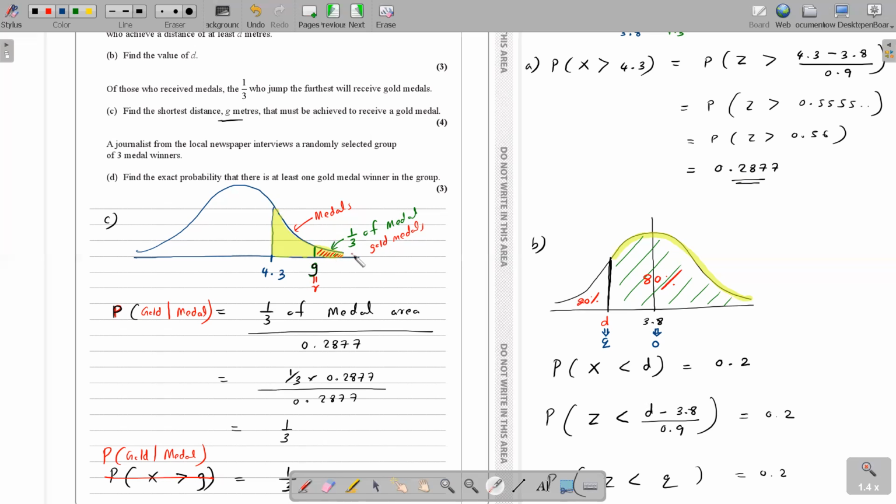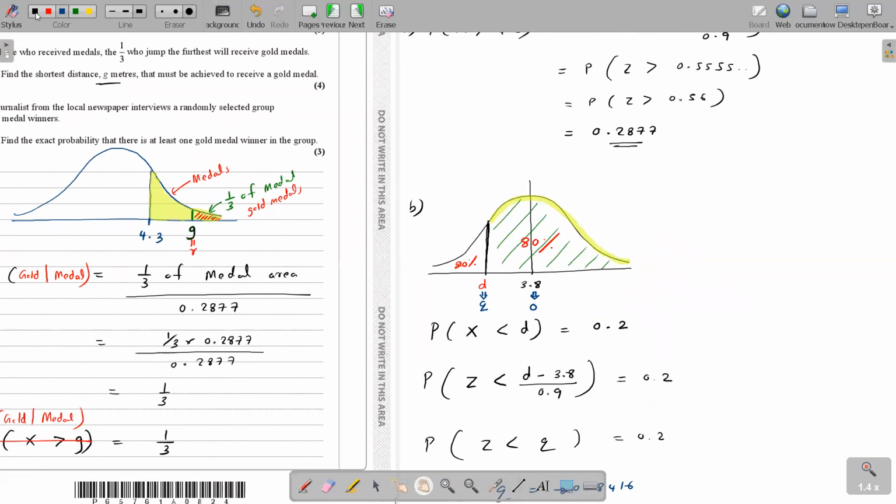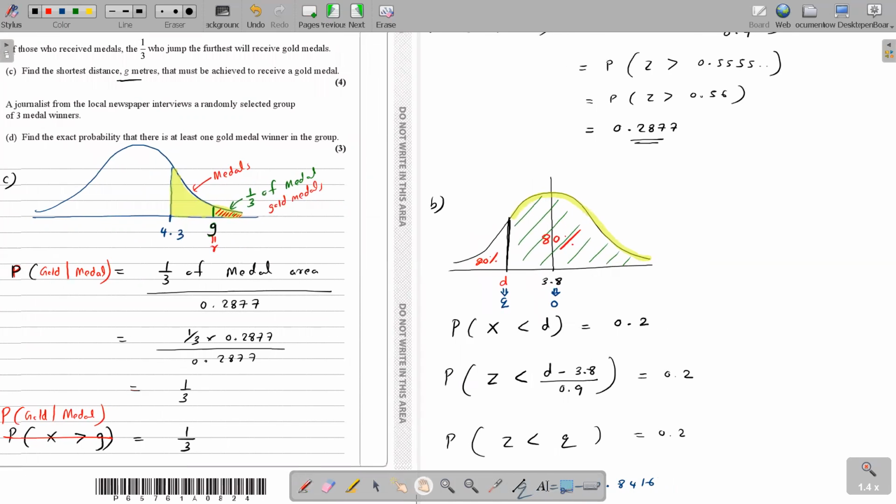Okay. So out of the medal winning category, they said he's interviewing 3 people, and out of the 3, at least one person should have a gold medal. Now, out of the 3, at least one person should have a gold medal. Find the exact probability that there is at least one gold medal winner in this group. Okay, so there is an easy way to do it. I'm just trying to see how to explain it to you all. So this actually you can see now is the conditional probability. I think you can see the one I calculated in part C.